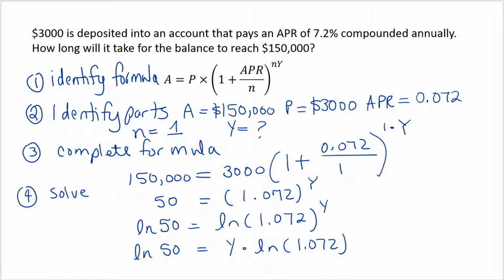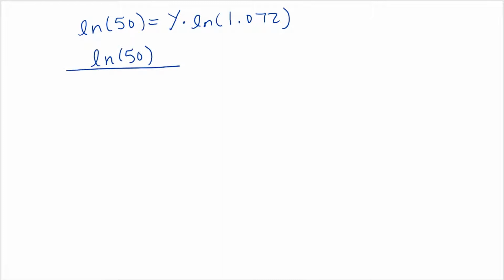Continuing, now we need to solve for the y. So copying again what was on the previous slide, we have ln of 50 is equal to y times the ln of 1.072. Let's divide by the ln of 1.072 on both sides. So the ln, or the natural log of 50, divided by the natural log of 1.072 equals y.